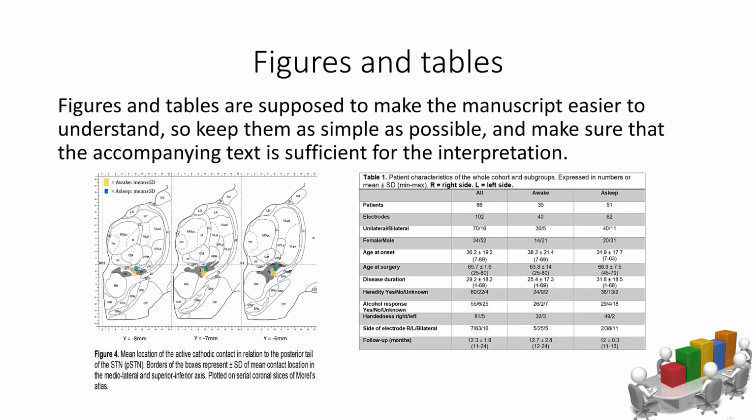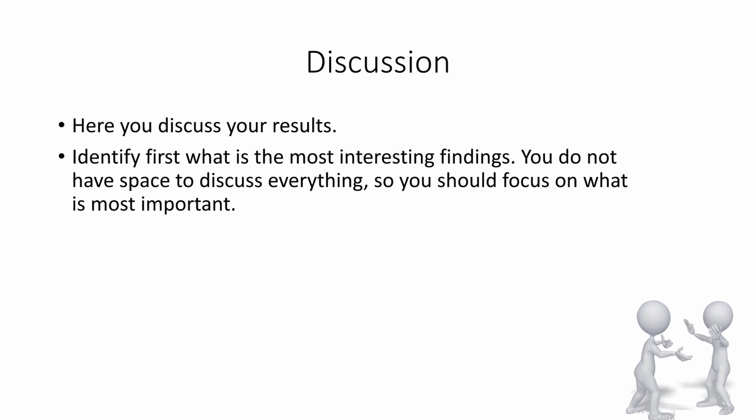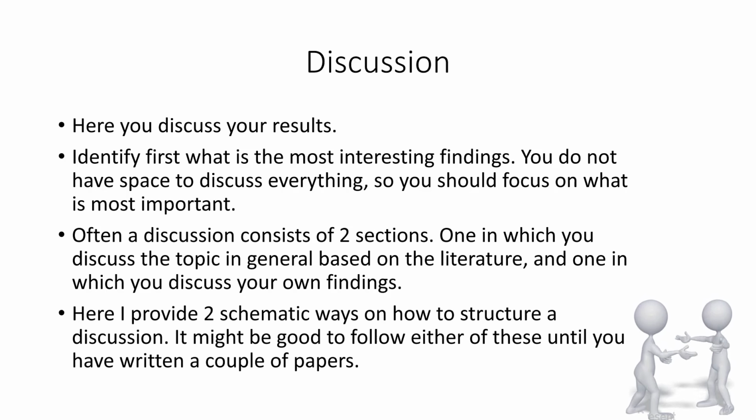In the discussion, you discuss your results. Identify first what is the most interesting findings. You do not have space to discuss everything, so you should focus on what is most important. Often a discussion consists of 2 sections. One in which you discuss the topic in general based on the literature, and one in which you discuss your own findings. Here I provide 2 schematic ways on how to structure a discussion, and it might be good to follow either of these until you have written a couple of papers.